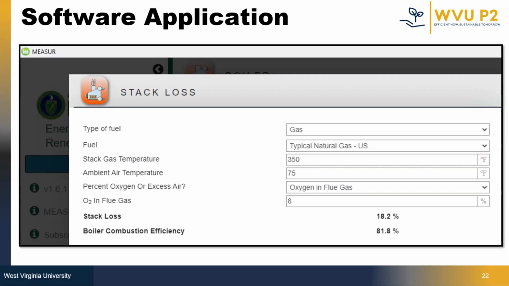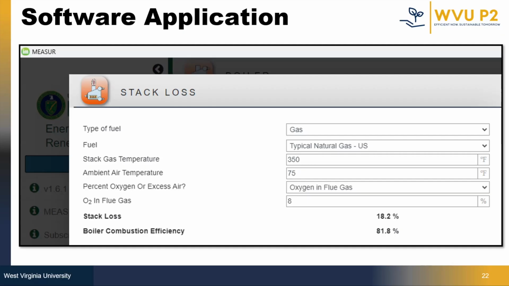So the next way to calculate efficiency is to use a software application. The US Department of Energy maintains a free software called MEASUR, which is designed to help industrial facilities manage their energy use and improve energy efficiency. One tool within MEASUR is a stack loss calculator tool. This tool will calculate the stack loss, which, if you recall, is the primary source of loss in the boiler. This is going to provide a more accurate efficiency measurement than the equipment level will provide.